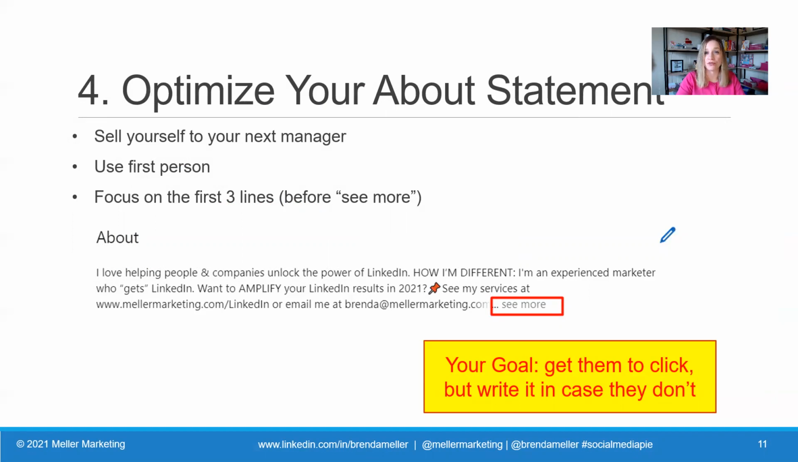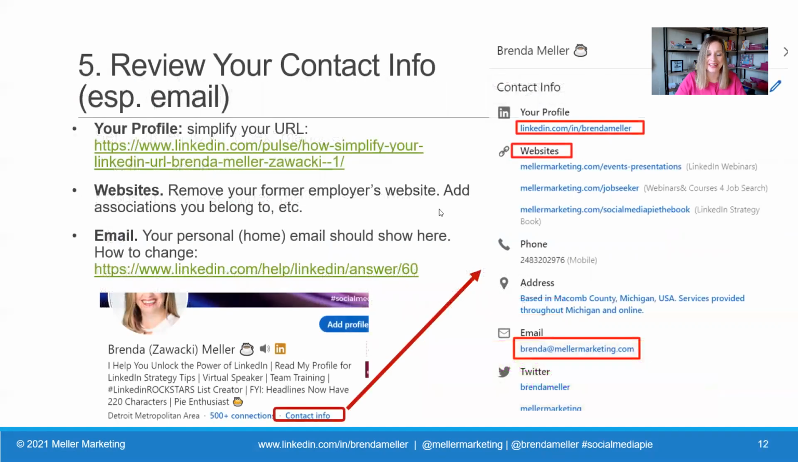Really focus in on those first 3 lines, make it interesting. Consider the fact that most people will not click on see more. Okay. If you consider they're not going to click on see more, you're going to really focus on what are those first 3 sentences and try to make it very information packed, interesting and intriguing, because your goal is to get them to click. Okay. So really focus on optimizing that statement, selling yourself to your next manager, telling people a little bit more about your background, but focus on those first 3 lines to try to get them to click, to expand on that. All right. That's my 4th tip.